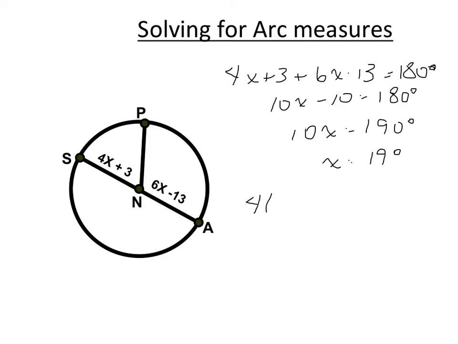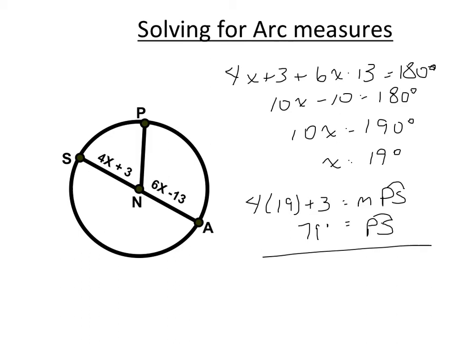So 4 times 19 plus 3 should give me the measure of arc PS. So that should be 4 times 19 plus 3, which is 79 degrees. So arc PS measures 79 degrees. Next one, 6 times 19 minus 13 should give me the measure of arc AP. Okay, so 6 times 19 minus 13 gives me 101 degrees.